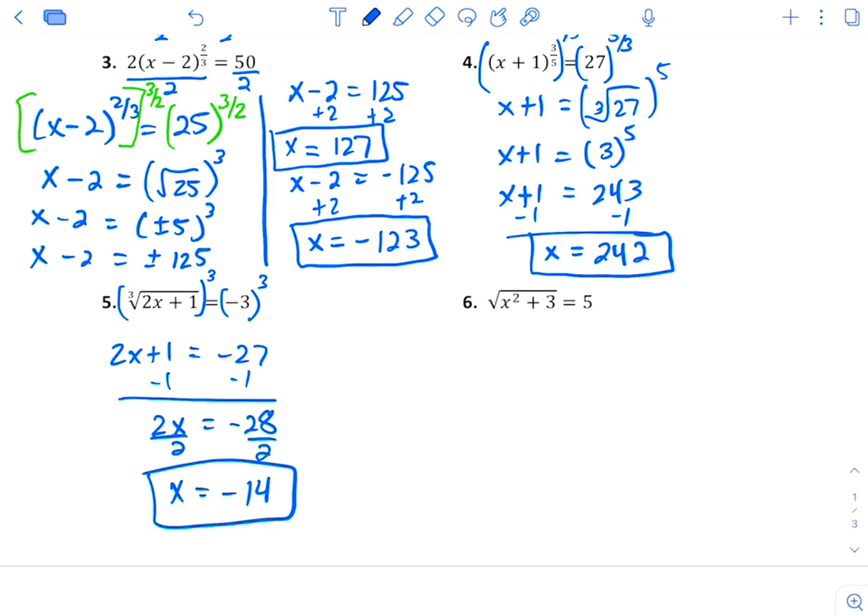And then next one, again, that radical is alone. It is a square root, so that means I am squaring both sides. So I will have x squared plus 3 equals 25. And then I'm subtracting the 3. So x squared equals 22.